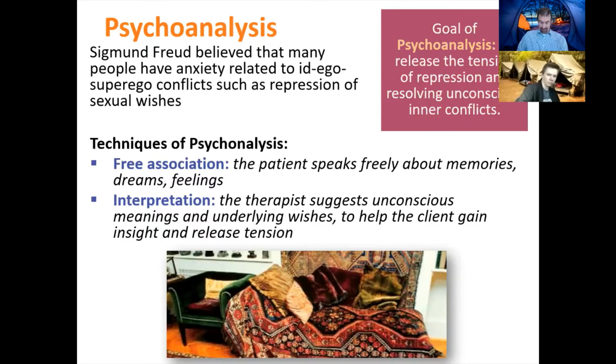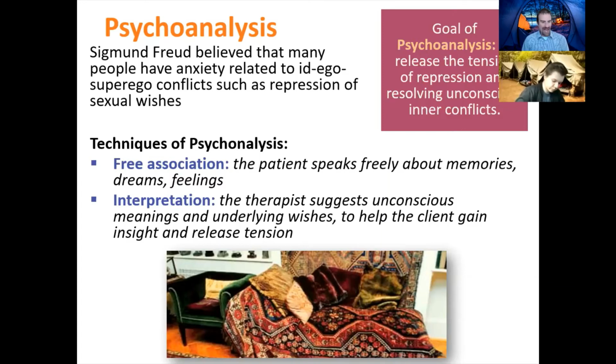The idea is, if the client can gain insight into why they're having a stressor between the id and superego, that allows them to release this tension, allows them to start being more psychologically healthy. And so through this free association, especially through this interpretation, the therapist is going to be able to understand, well, where the individual is having difficulty.